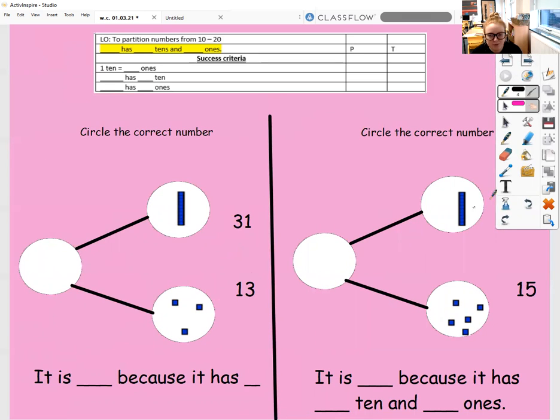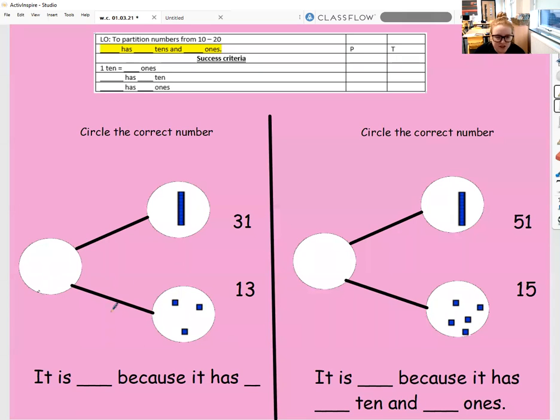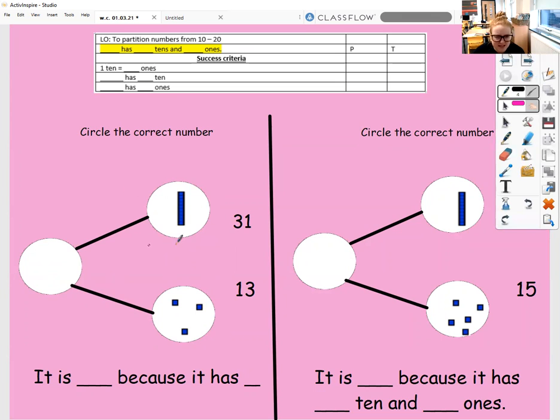Which is the correct number? Okay, so let's have a look. In fact, let's start with our part whole model and work out what number this should be. How many tens do I have? Which are my tens out of these two? These are my tens here. And how many tens do I have? I have 1 ten. So 1 ten, fantastic.